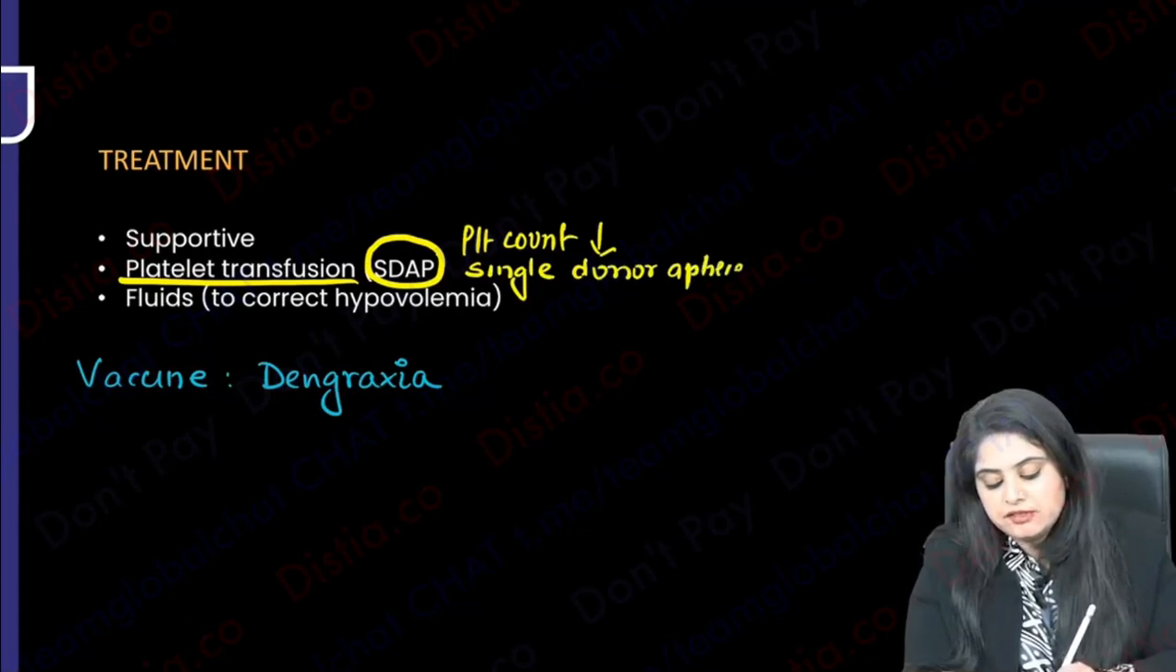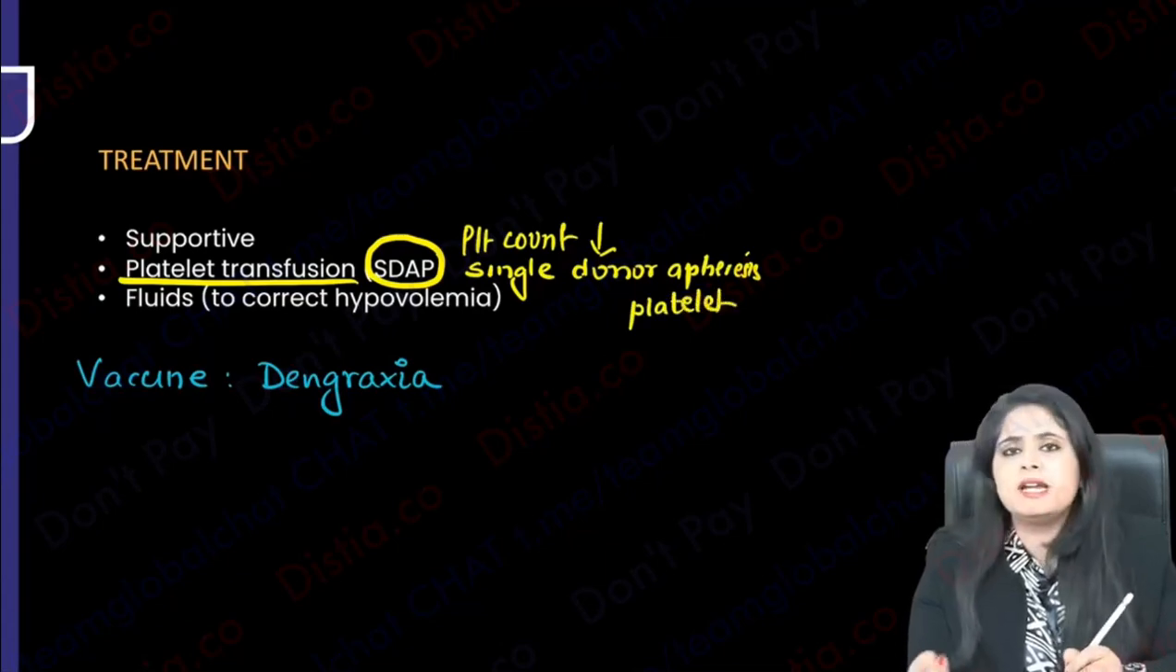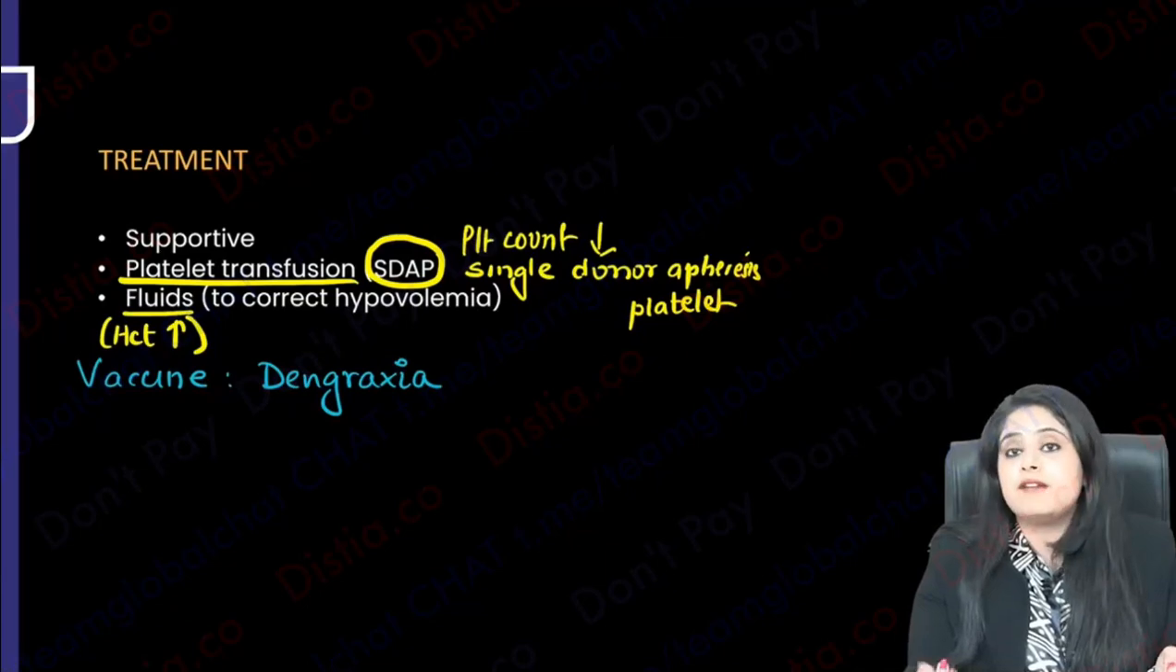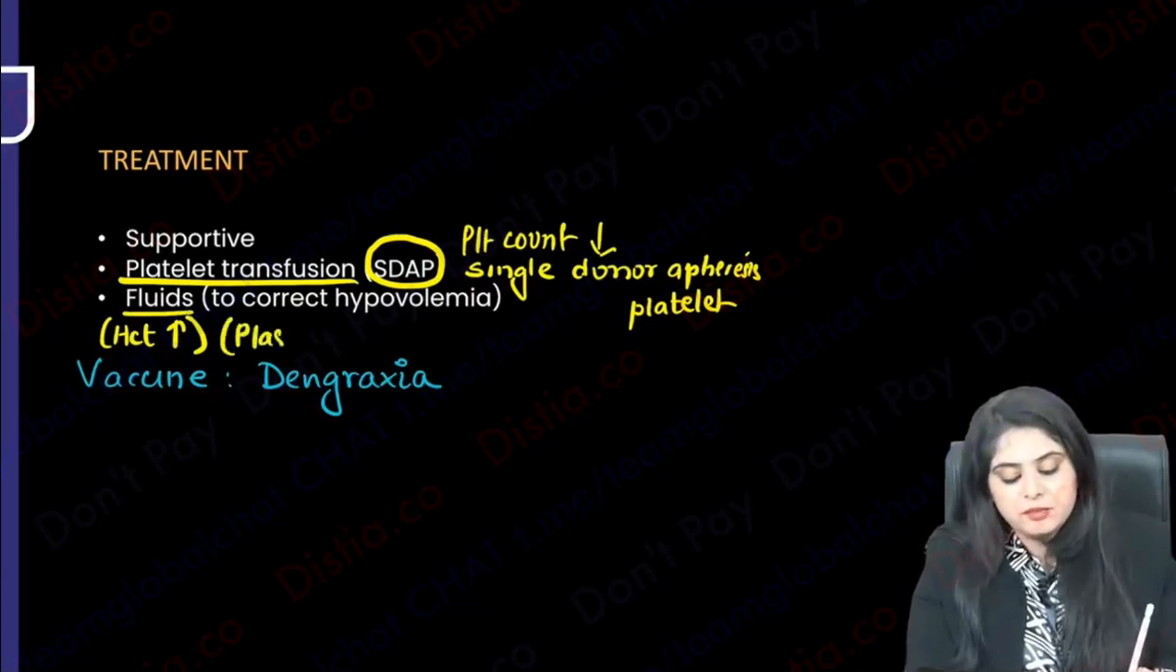Single donor apheresis platelet has fewer side effects, so SDAP is what is preferred. If there is a platelet deficit, you give platelets. And if the hematocrit is increasing, that means you are having some kind of plasma loss, and if there is plasma loss happening, you will have to do a fluid replacement.